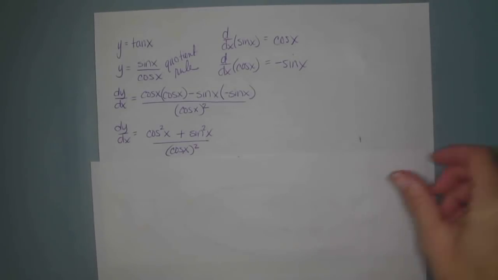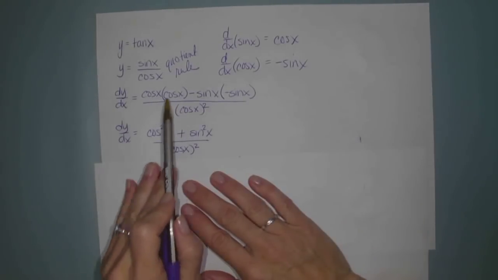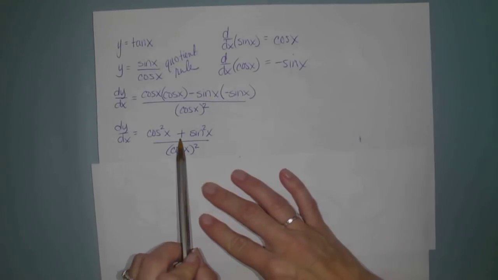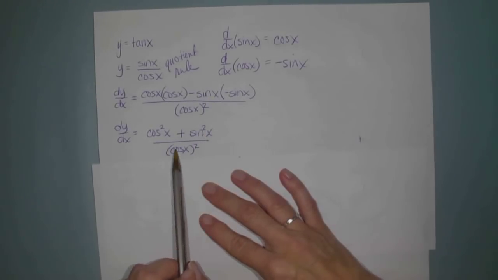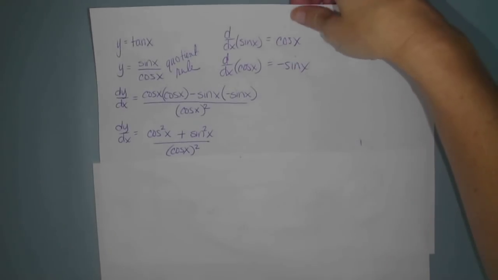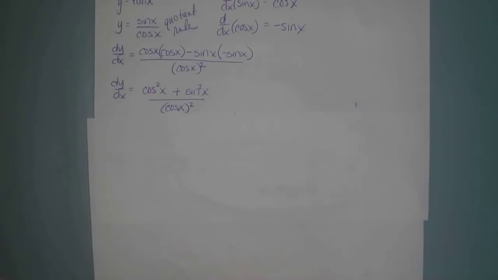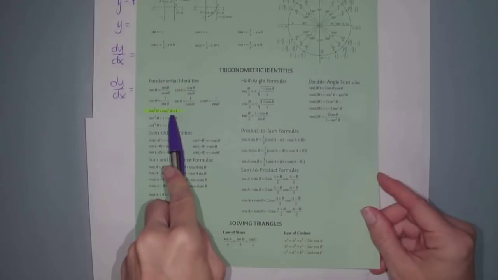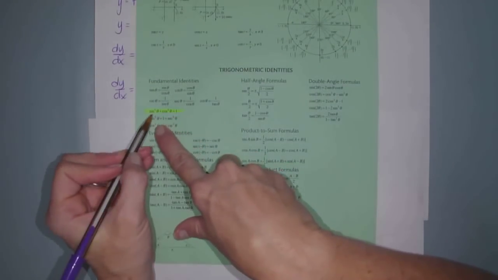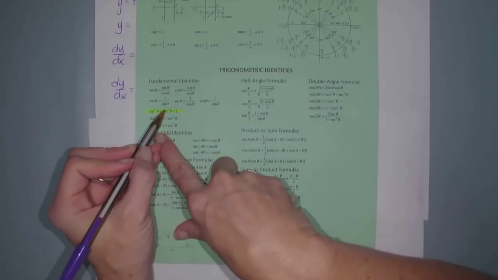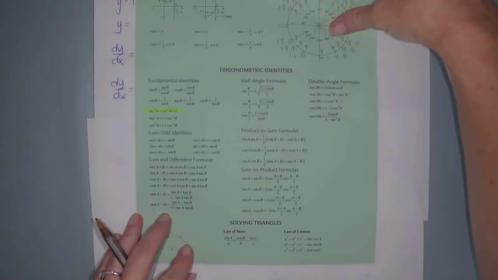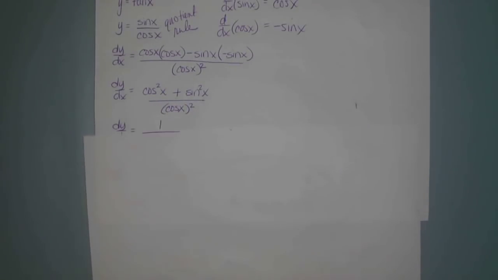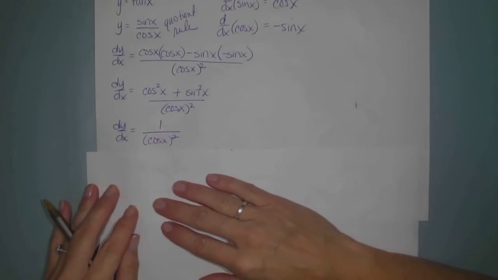Next step, a little simplification. Cosine x times cosine x is cosine squared x. Negative sine x times negative sine x is positive sine squared x. And this is still all over cosine x squared. Now, from the green sheet I handed out long ago, some of our trig identities. I've highlighted the one we need here. The Pythagorean identity says that sine squared theta plus cosine squared theta equals 1. So I'm going to replace cosine squared x plus sine squared x with 1. So now I have this.